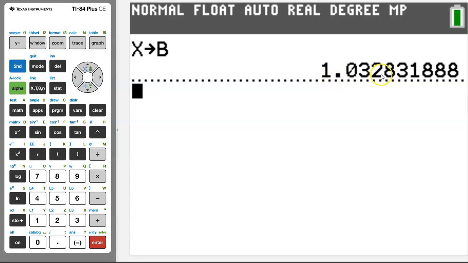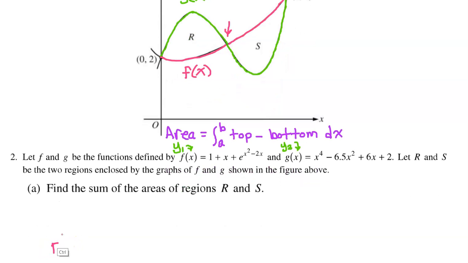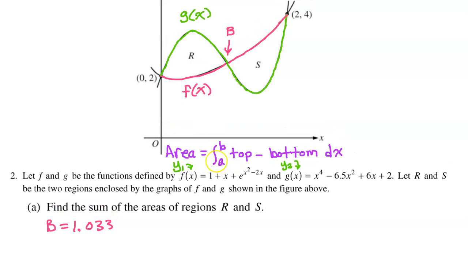But we need to record this in our work. So in our work, we need to write B equals 1.033. All right, that must be included in our work. So now we will write an integral for the area of each region, and we will add them up.